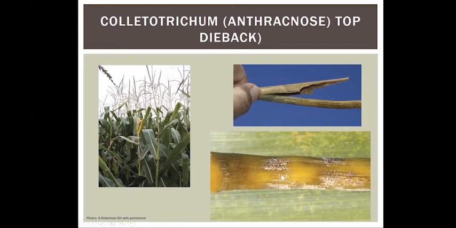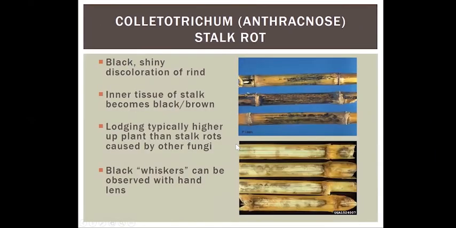When you look at the upper portions of those tissues, a lot of times you'll see a gelatinous, goopy, orangish, salmon-colored growth on those tissues. If you look really closely, oftentimes you're also going to see little whiskers. You need a hand lens to see those, but those whiskers are called setae, and they're fungal structures that are associated with this particular genus of fungus.